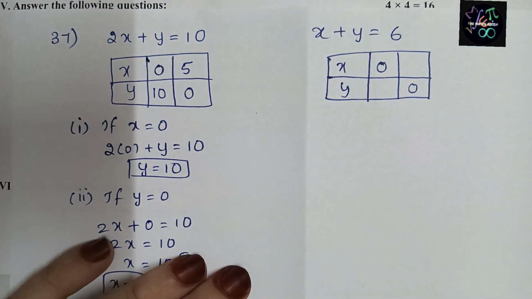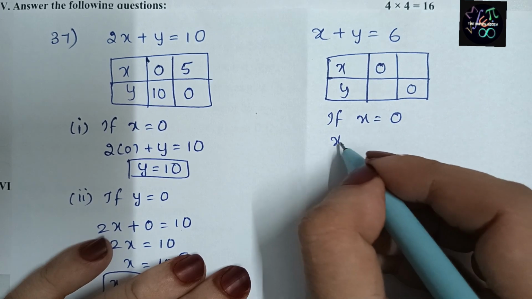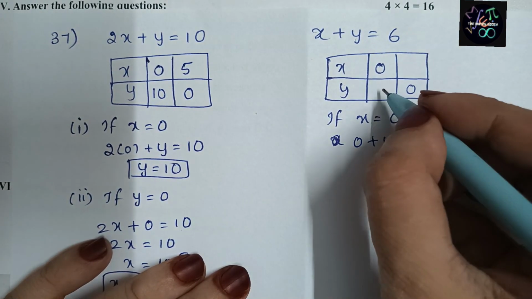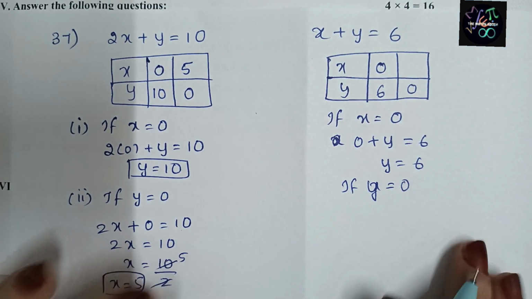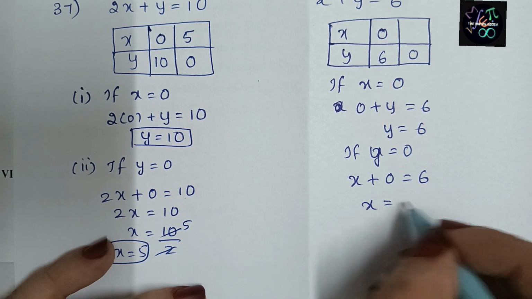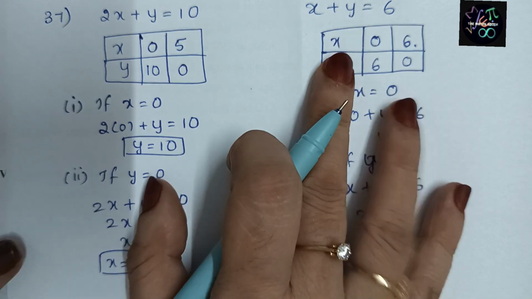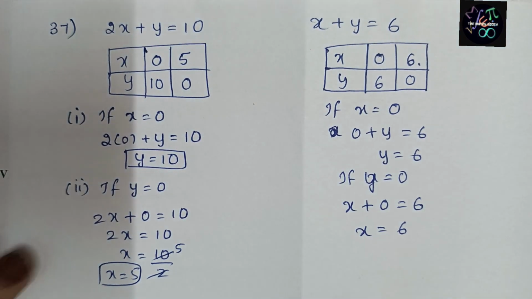Let us see here. If x is equal to 0, then 0 plus y is equal to 6. So y is equal to 6. If y is equal to 0, x plus 0 is equal to 6. So x is equal to 6. Okay, we got these values, like in a table. So we will plot the graph now.